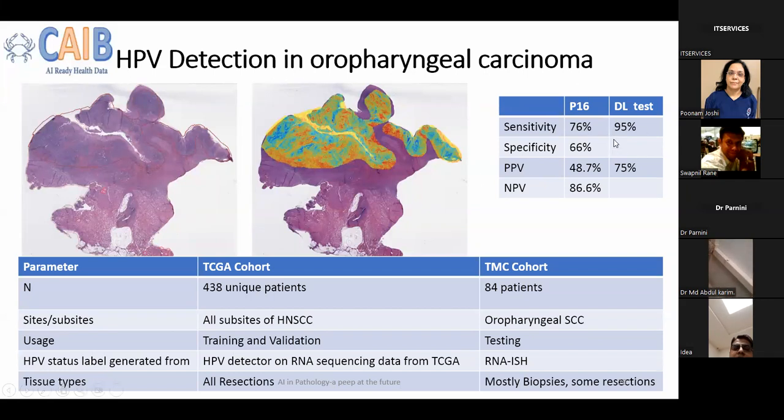As you can see, this test performed extremely well compared to P16-IHC. For P16, the positive predictive value in our Indian patients is roughly 50%. This is something you should remember when you see our P16 reports: the PPV in Indian patients is extremely low. The negative predictive value is much higher on the other end. Our DL test performs much better in detecting HPV positive tumors using just the H&E slides. We are now taking this further, doing multi-centric validation and expanding to other sites as well. We are hoping to convert this to a test which we can deploy for clinical use and research use.